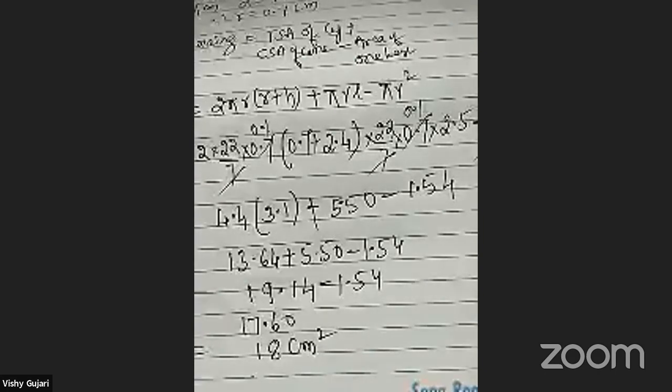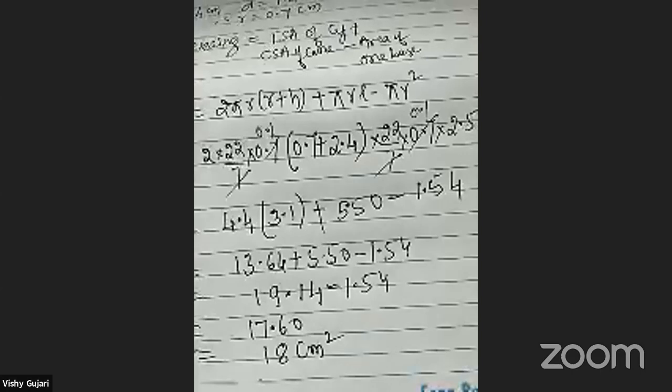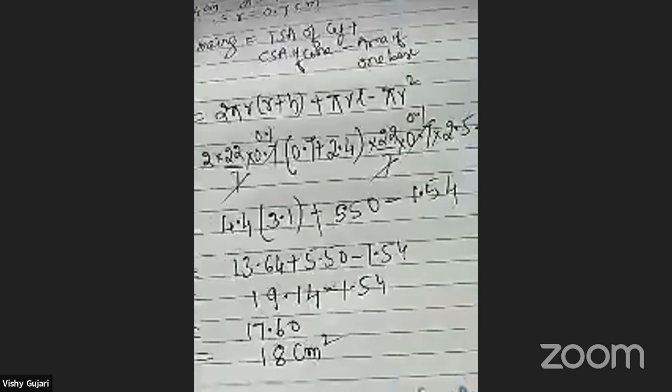After 2.5, it is minus 22 by 7 into 0.49. 7 ones are 7, 7 sevens are 49. Complete? Okay, fine. Ninth problem.